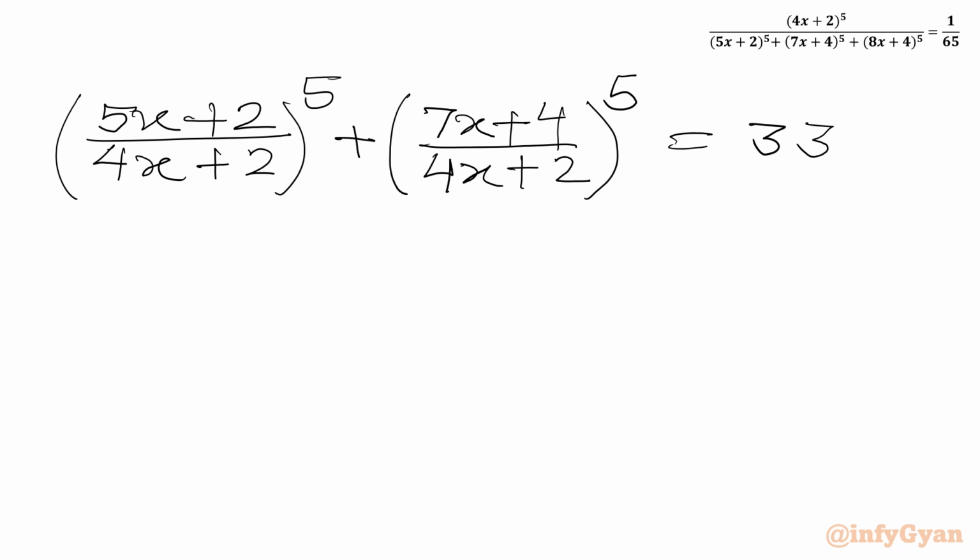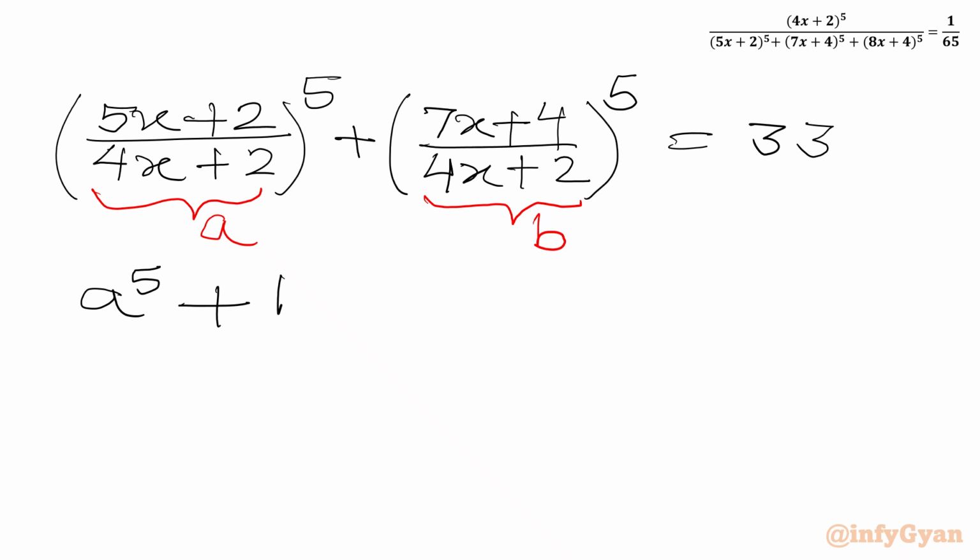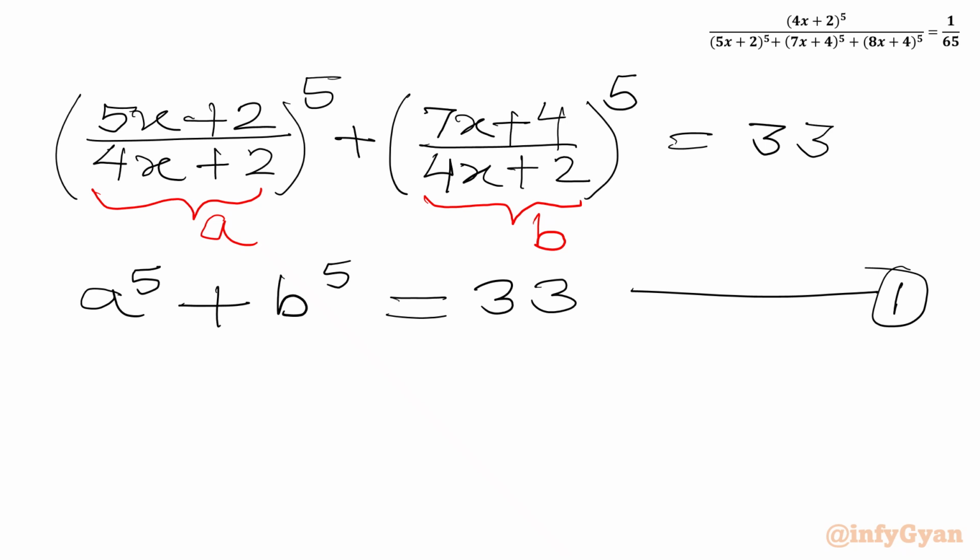Now we will consider substitutions. Let's say this bracket is A and this bracket we will call B. So the very first equation which I can write will be A power 5 plus B power 5 equal to 33. Equation number 1. Now I will check or calculate the value of A plus B also.